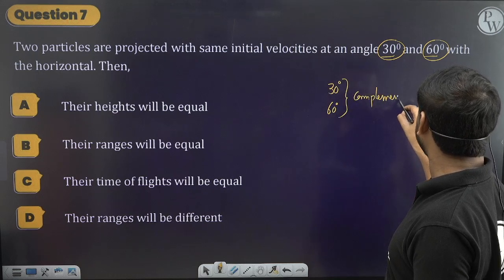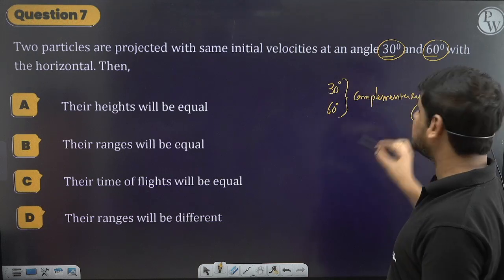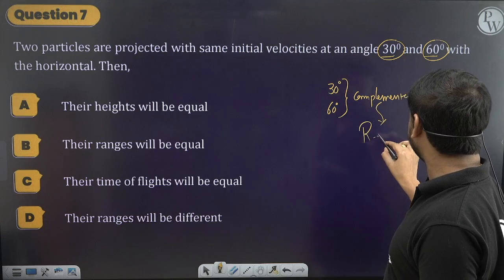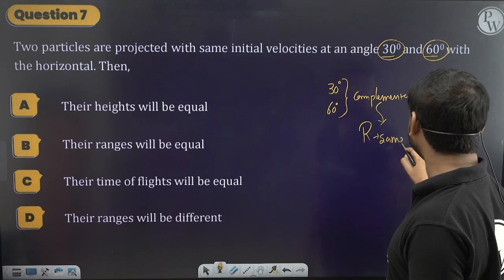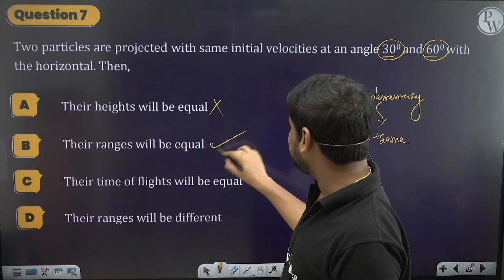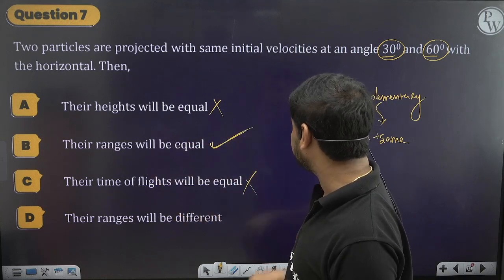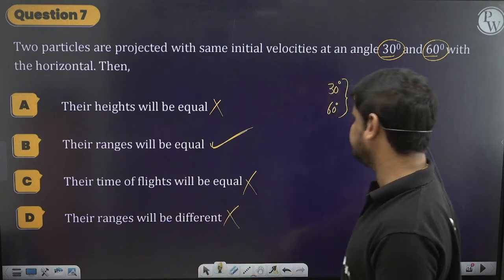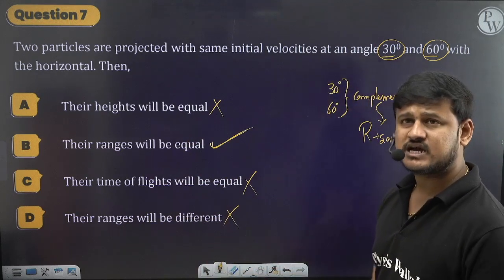Yes or no? The sum of the two angles is 90 degrees, so they are said to be complementary, right? If they are complementary, the range will be the same, but H max will be different. So their heights will be equal, no? The ranges will be equal, yes. The times of flight will be equal, no? The ranges will be different? Ranges will be the same. No. Option B is the correct one.